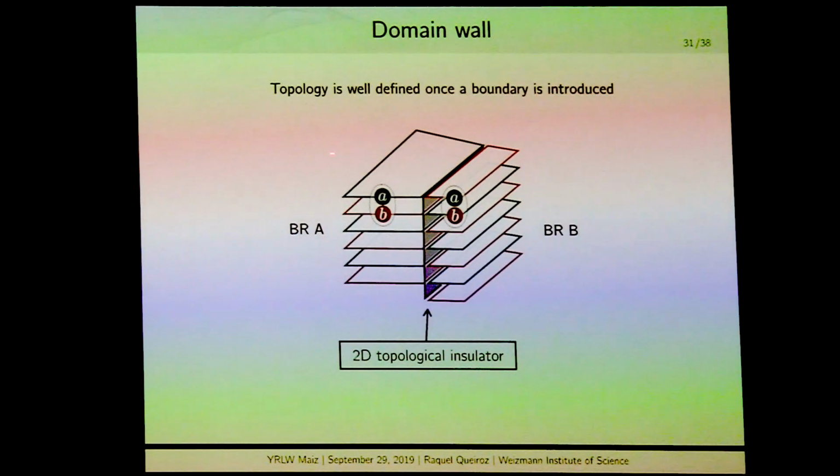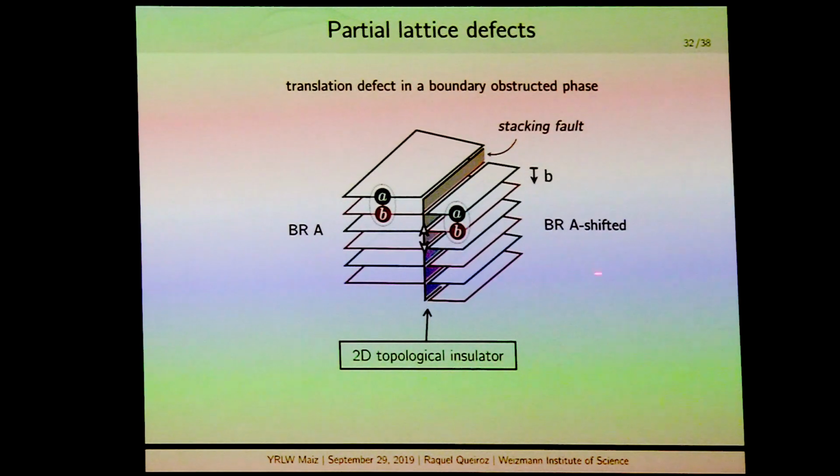Let's consider the band representation A and the band representation B. We know that there's no bulk gap closing between the 2 of them. So we know that in fact they are the same band representation. We just chose a different unit cell for both of them. So in fact, this is the band representation A, but shifted.